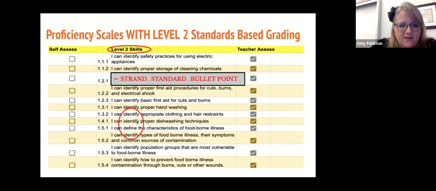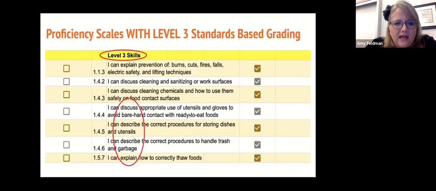Identify, identify, identify, all the way down, define, identify, identify. Those to me are all just vocab words that you just have to tell me what it means, tell me what it looks like. That's your multiple choice vocab quizzes. Okay. Now, as you go through their strands and standards, you will see other words like explain, discuss, describe, explain. These are all level 3.